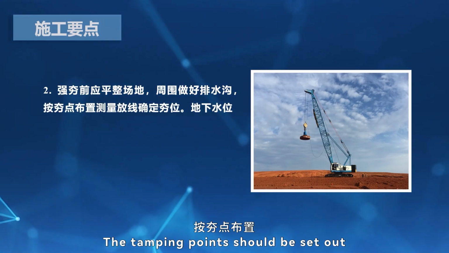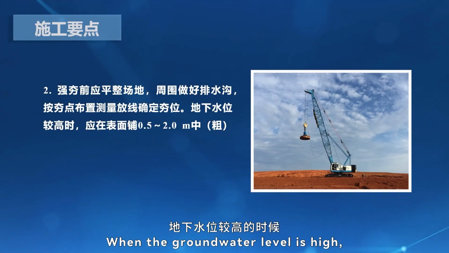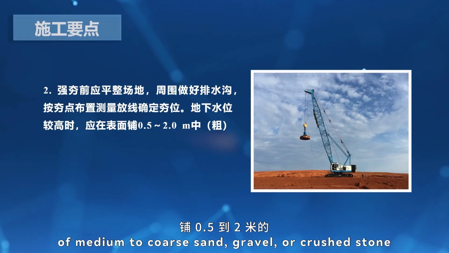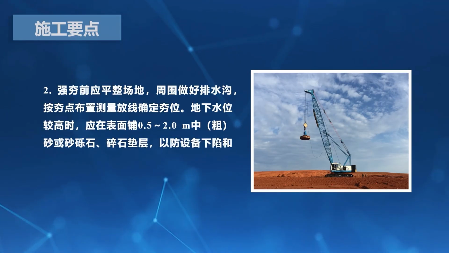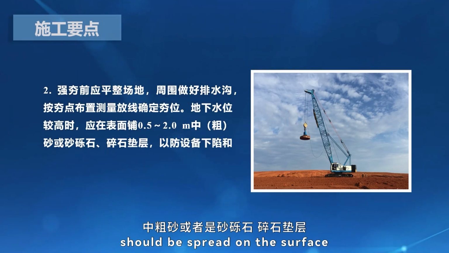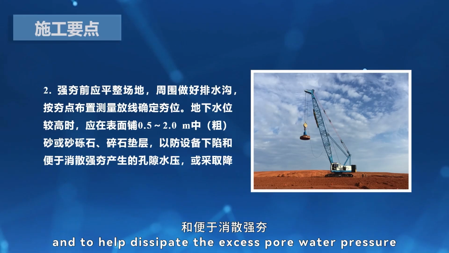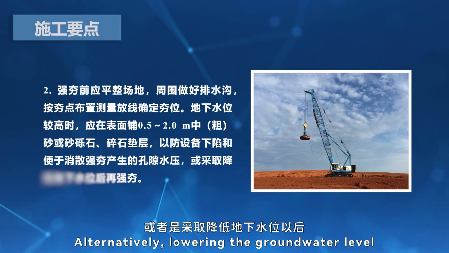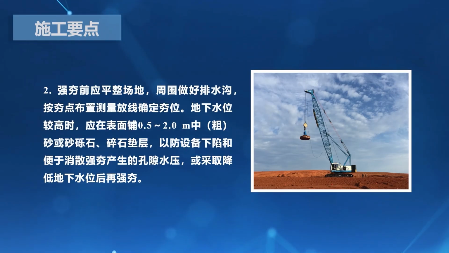The tamping points should be set out accurately according to the layout. When the groundwater level is high, a 0.5 to 2 meter thick layer of medium to coarse sand, gravel, or crushed stone should be spread on the surface to prevent equipment sinking and to help dissipate the excess pore water pressure caused by tamping. Alternatively, lowering the groundwater level before tamping is also an option.